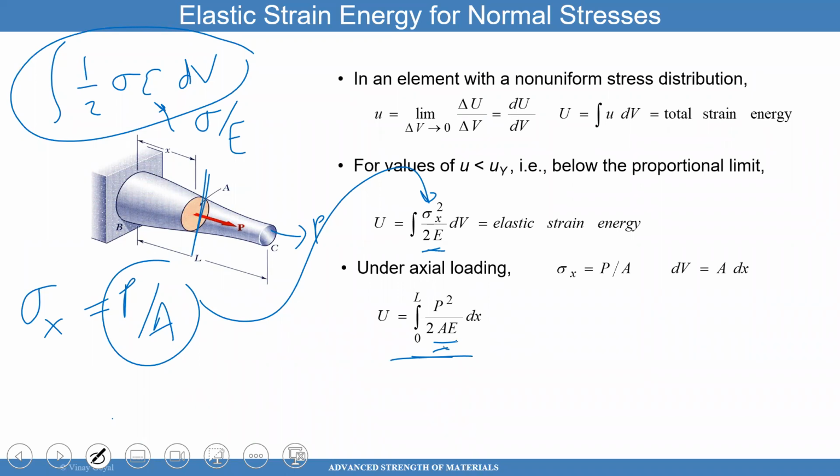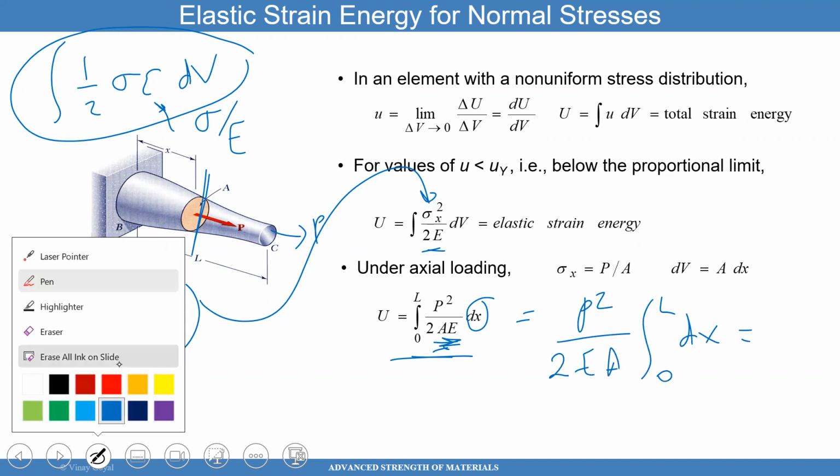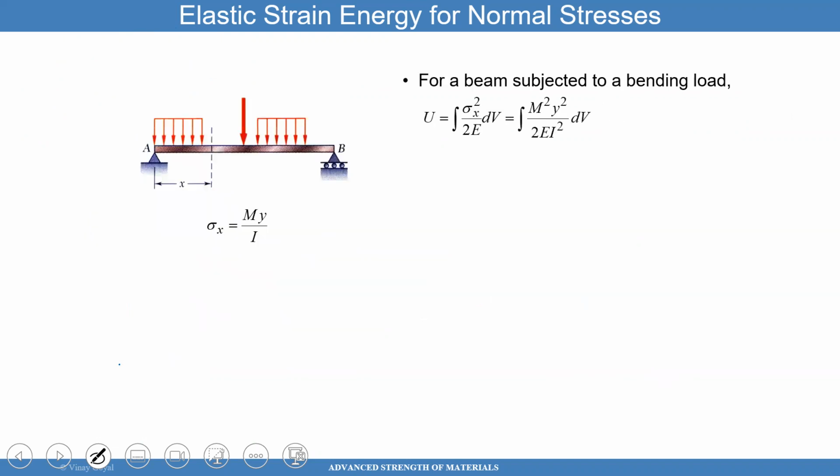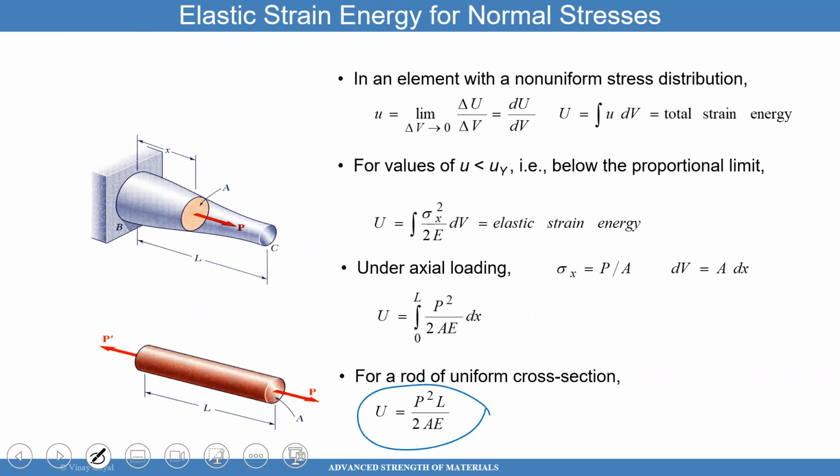Now for constant cross section A, obviously A and E are constant, so they do not depend on dx. So now this integral becomes P squared over 2 E A, integral 0 to L dx. And what is the integral from 0 to L of dx? L. So the energy then becomes, and I have it here done already, so let's clear the ink. There it is: P squared L over 2EA.